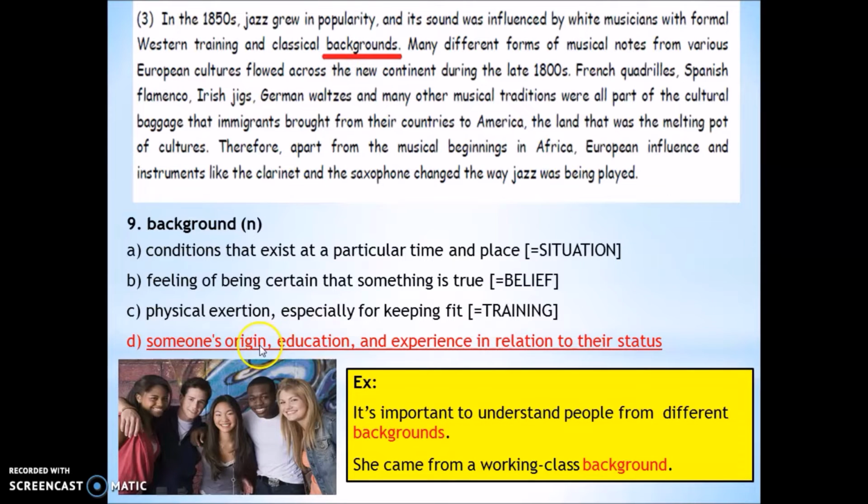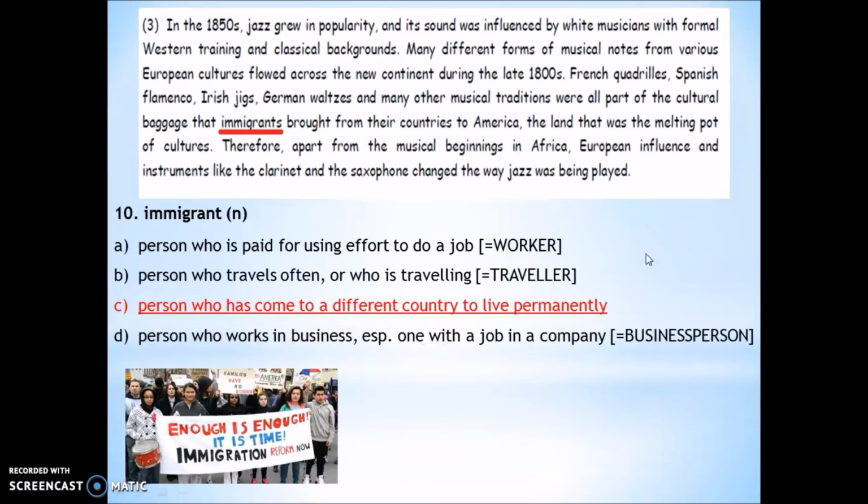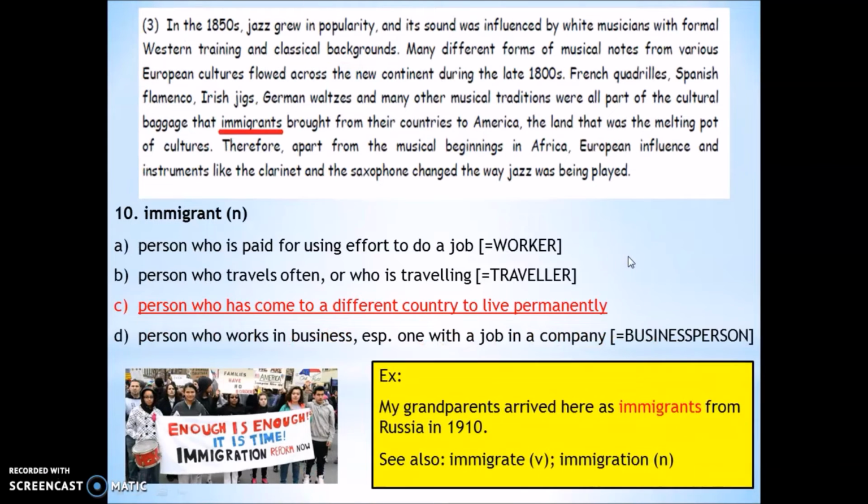That's what I have for this. I have different people from different backgrounds, from different cultures, and you can see that background stands for someone's origin, education, and maybe experiential background in relation to their status. Okay, so people from different backgrounds, from different cultures, from different education systems, for example. An immigrant, a person who came to a different country to live and work, maybe permanently.